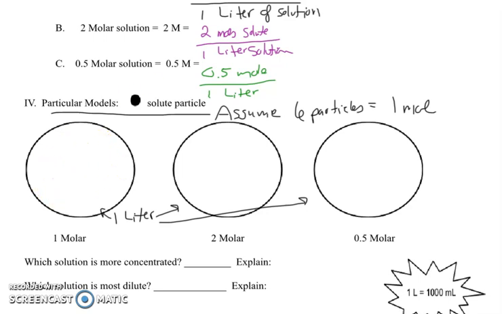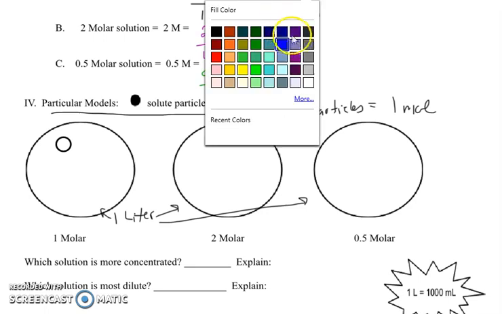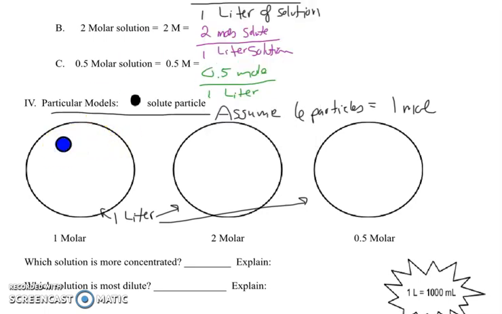So how would I get 1 mole? I need to have 6 particles. So let's make my solute blue just for fun. We need to have 6 of them. 1, 2, 3, 4, 5, and 6.